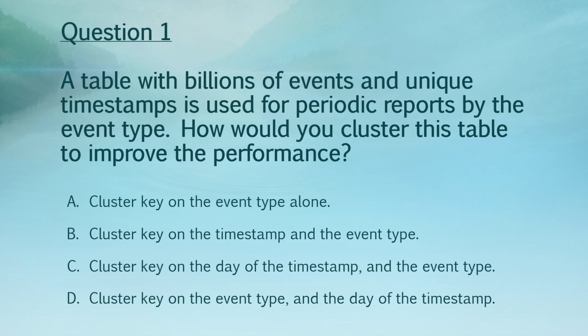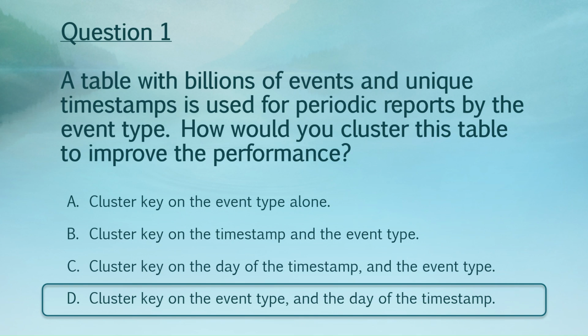Question one. A table with billions of events and unique timestamps is used for periodic reports by the event type. How would you cluster this table to improve the performance? Okay, you can stop the video here, try it, come back later. I'll go ahead with the answer. In this case, we have D.